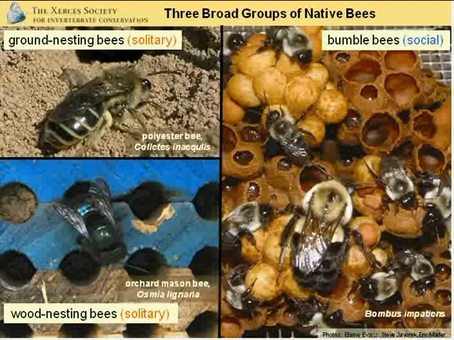So the three main groups of bees that we think about are solitary ground nesting bees, solitary wood nesting bees, and then bumblebees, which are a social group. And these groups are really important to consider if you want to conserve habitat or create habitat for them.